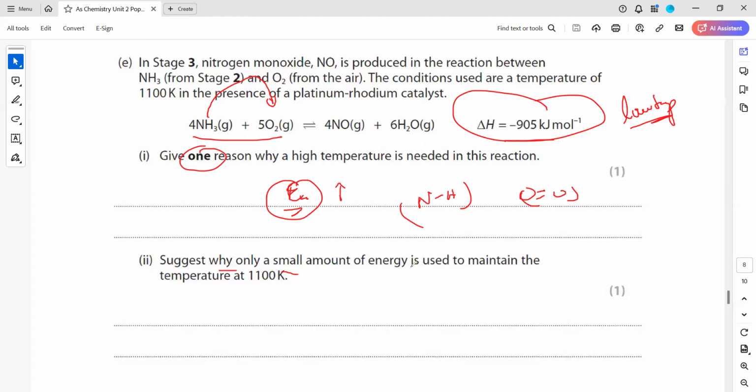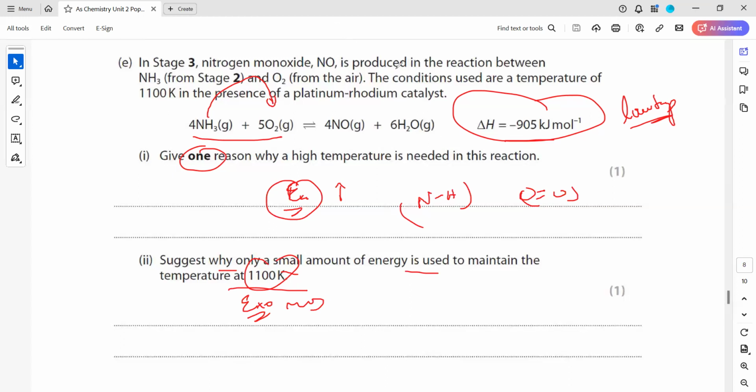Suggest why only a small amount of energy is used to maintain the temperature. So why don't we need too much energy to maintain 1100 Kelvin? You can see the forward reaction is exothermic. So when the reaction occurs, it releases energy, and that energy will be used to maintain the temperature of 1100 Kelvin. So we don't have to provide enough energy.